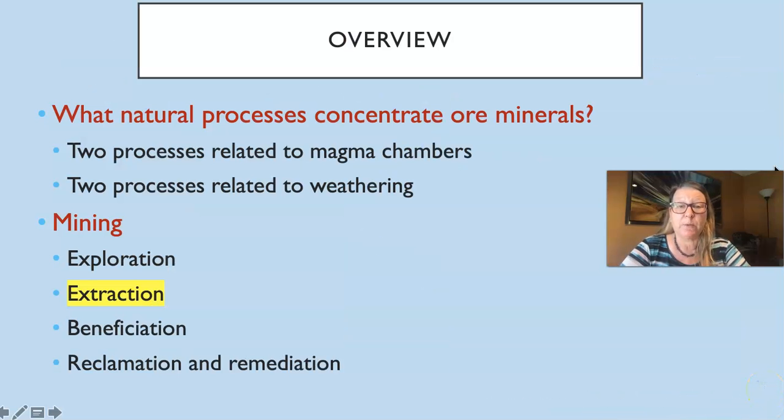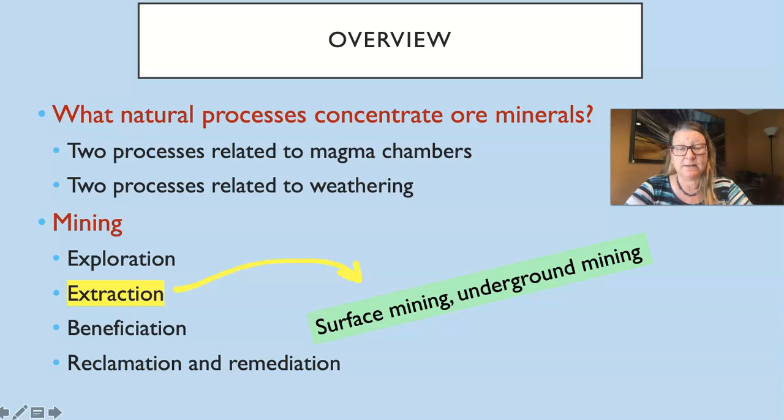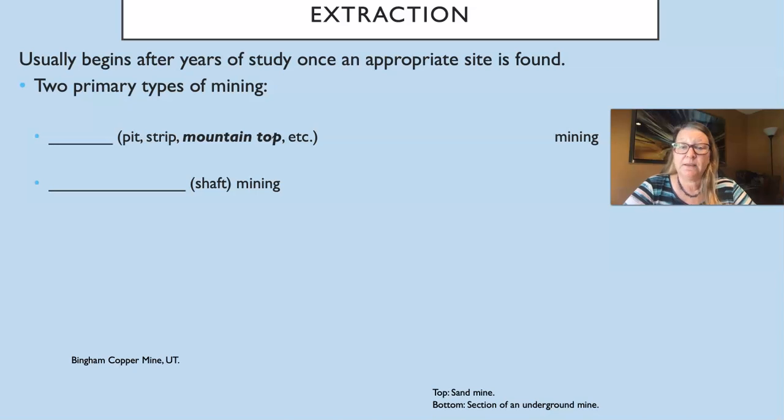Okay, so once we've explored and we've decided this is where we're going to extract our ore, we have to do extraction. There are two main processes that are used for extraction: surface mining and underground mining. So let's look at each. This usually happens after years of study to decide where to set up your facility.